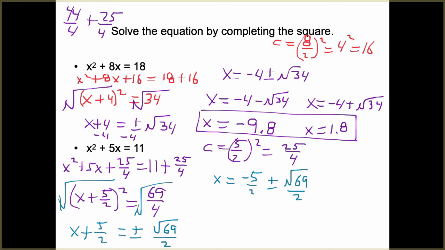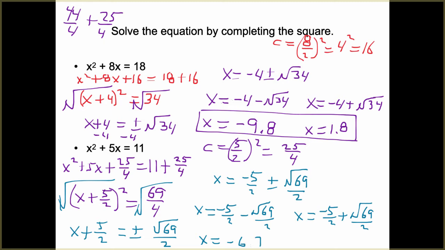There are a couple of ways to approach this from here. Just use your calculator, but set up your two equations. Don't forget that. We have to have negative 5 halves minus the square root of 69 over 2, and we have to have negative 5 halves plus the square root of 69 over 2. And when you use these on your calculators, to the nearest tenth, we will get negative 6.7 and a positive 1.7.